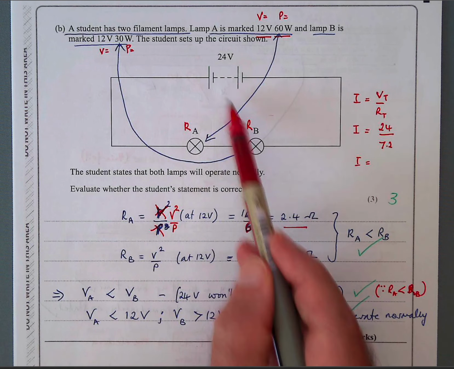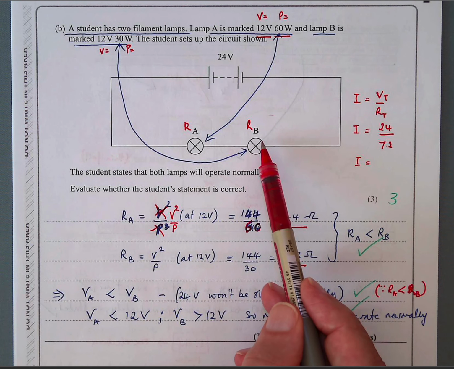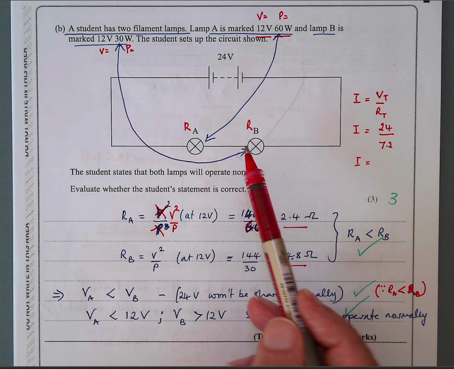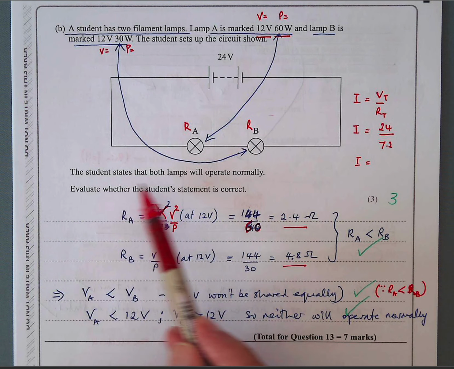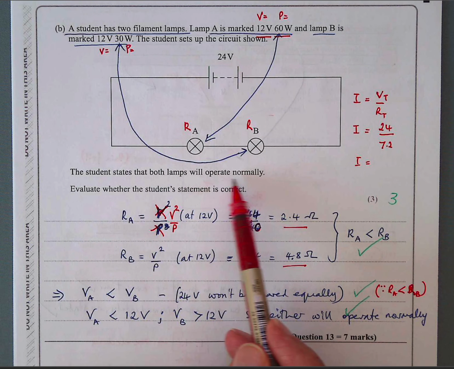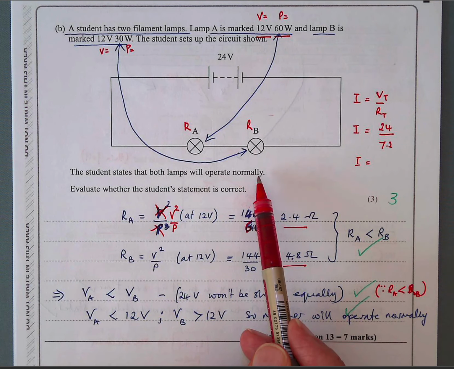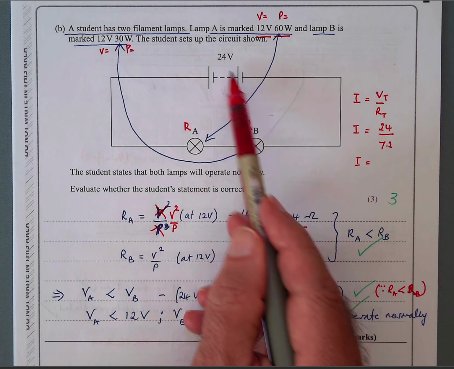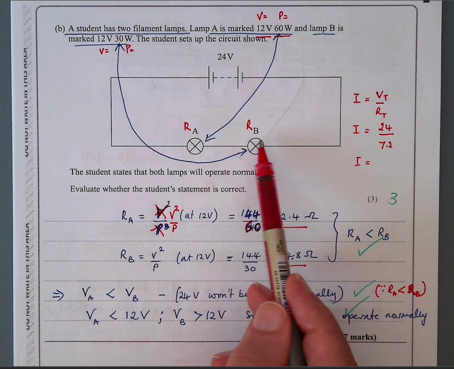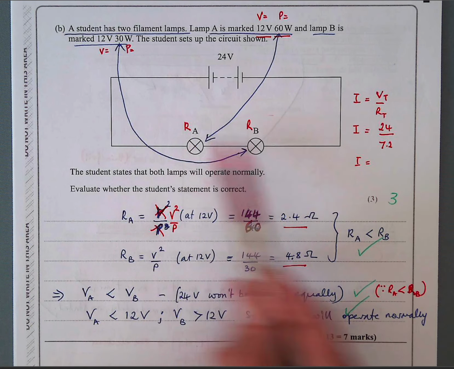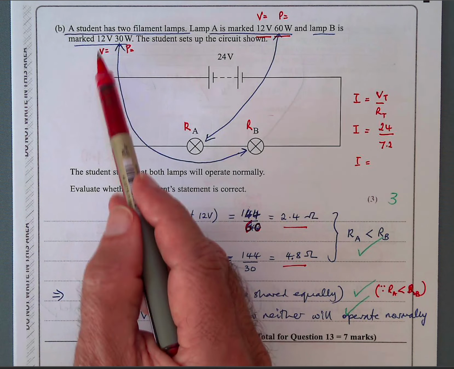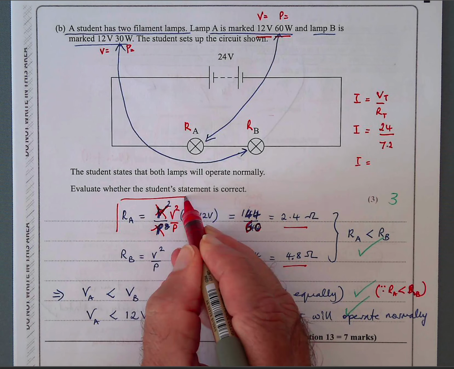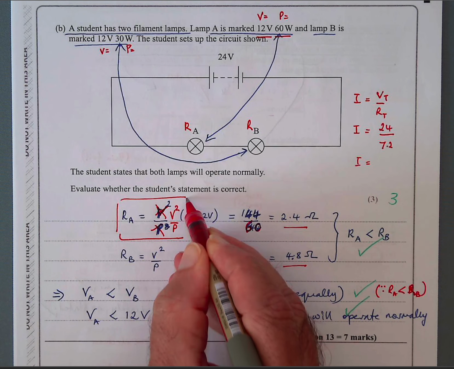If you set up the circuit as shown, in series, they're not going to get half the 24 volts each, and this is what the question is about. The student states that both lamps will operate normally. Well, we already know from what I've just said that they will not operate normally, because you can't guarantee they're going to get 12 volts each, because the resistance of each is going to be different. As you know, you can work it out using R equals V squared over P, yeah?